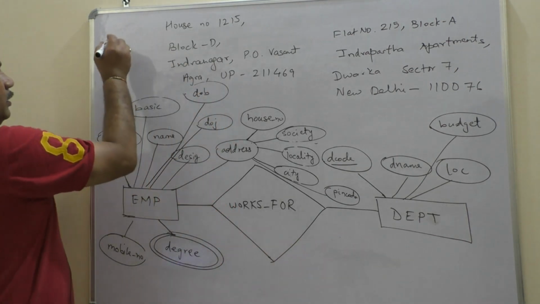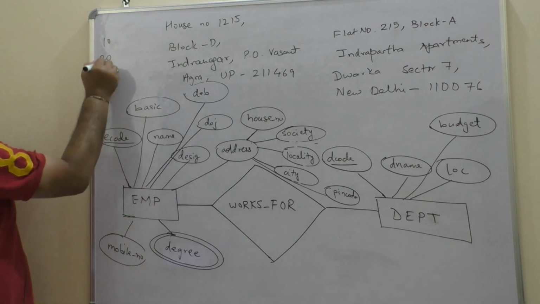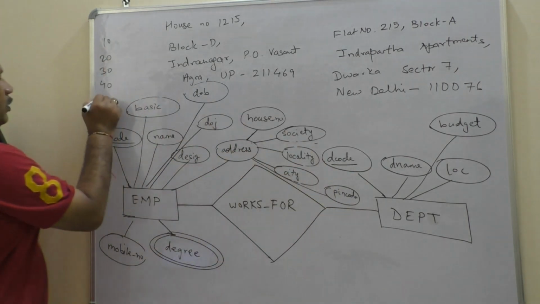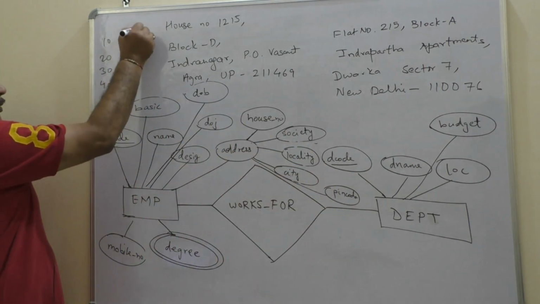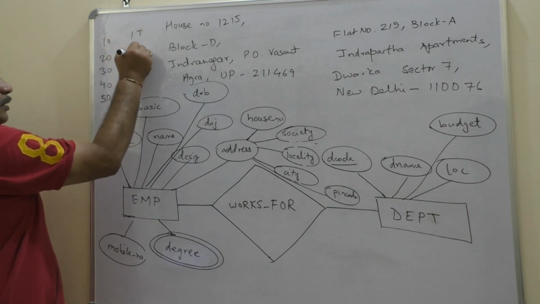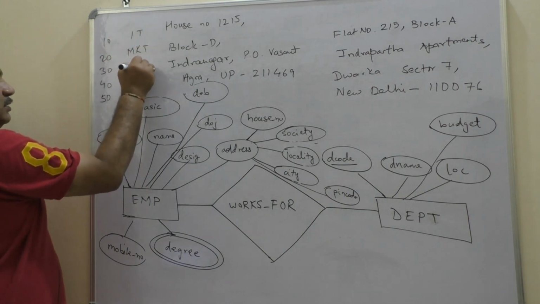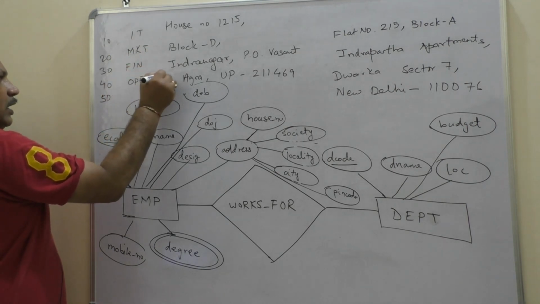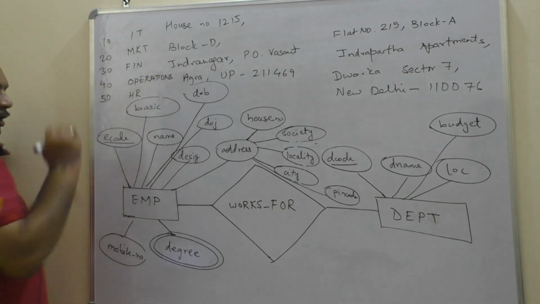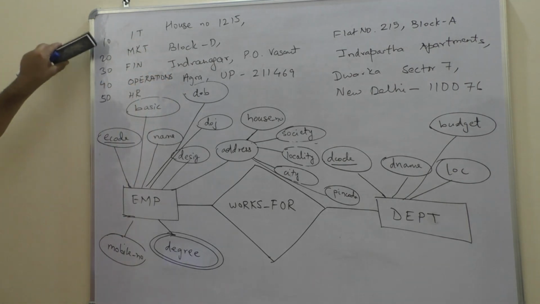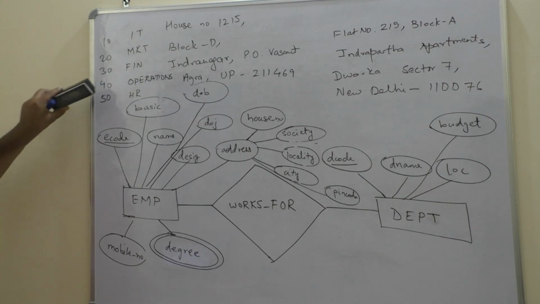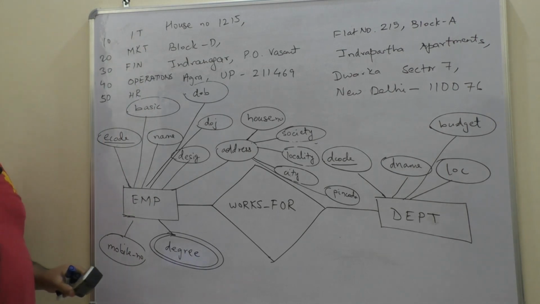Now suppose that there is department number 10, department 20, department number 30, department number 40. This is department code. Department number 50. Suppose this department is known as IT. Suppose this is known as marketing. Suppose this is known as finance, in short. Suppose this is known as operations. Suppose this is known as HR. So 10 is my department code for IT, 20 is my department code for marketing, 30 is for finance, 40 is for operations, 50 is for HR.